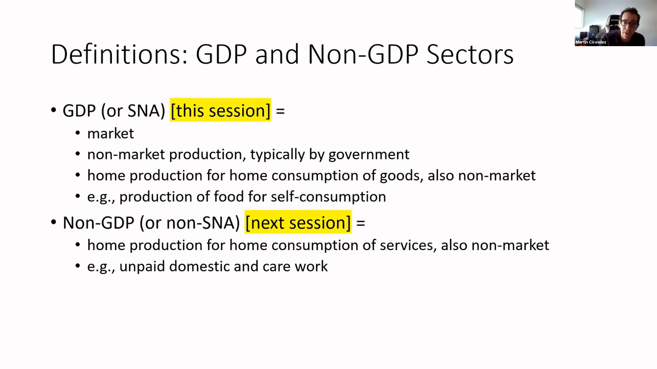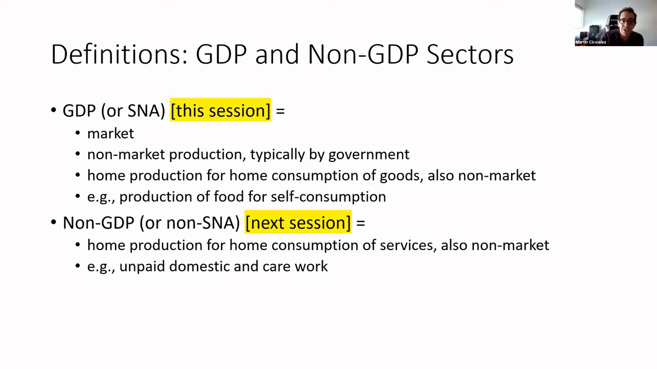And then we have home production for home consumption of goods. That is also non-market, but it is part of the GDP. For example, a rural household that produces and consumes part of its production, that is home production for home consumption of a good. It is non-market, but it's part of the GDP. Like food for self-consumption. That is also part of the GDP.